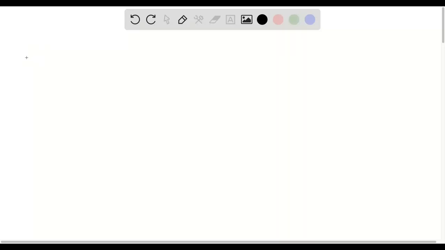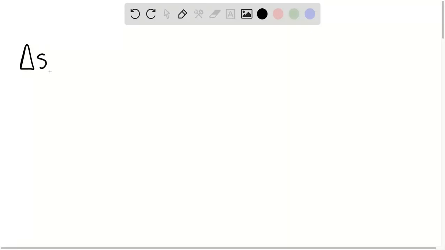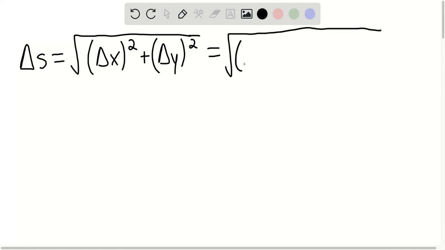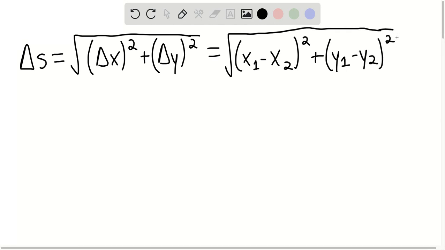So here we can start by saying that the distance between those 2 points, delta s, would be equal to the square root of the distance between the two x-coordinates squared plus the distance between the two y-coordinates squared. And this would be equal to the square root of (x sub 1 minus x sub 2) squared plus (y sub 1 minus y sub 2) squared. And we can say that this is simply due to Pythagorean's theorem.